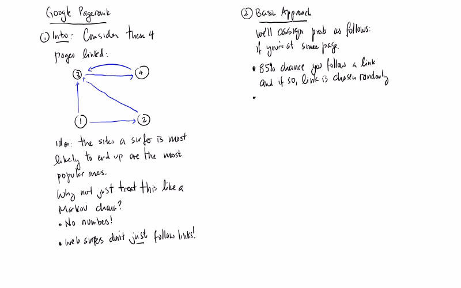And then there's a 15% chance that you just randomly choose a web page, and it could be the one you're on. So there's a 15% chance you choose a page at random.